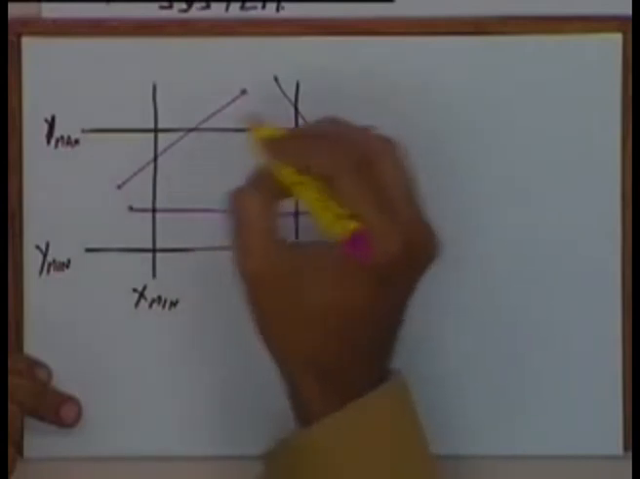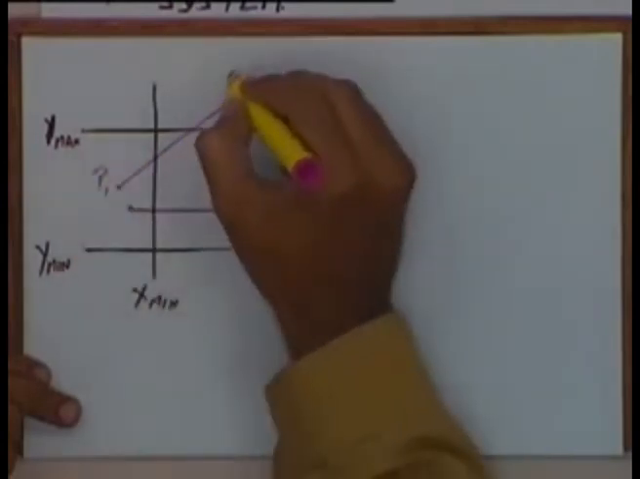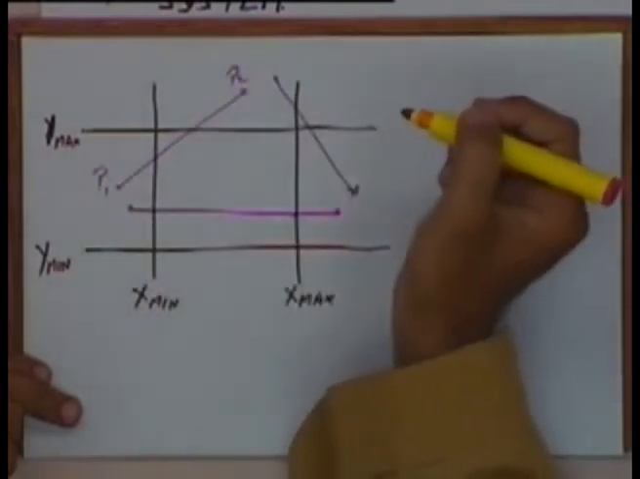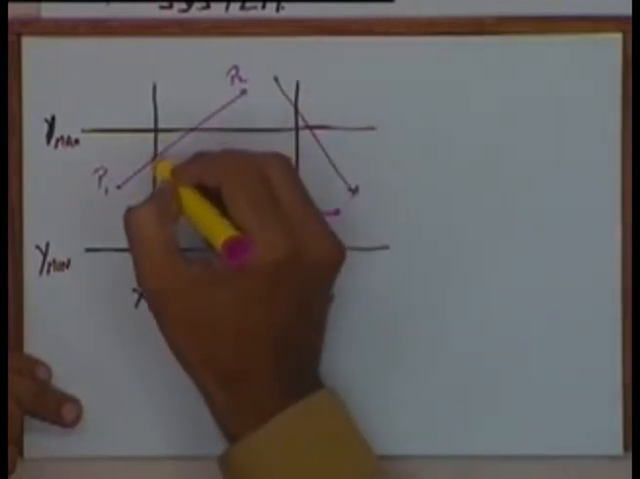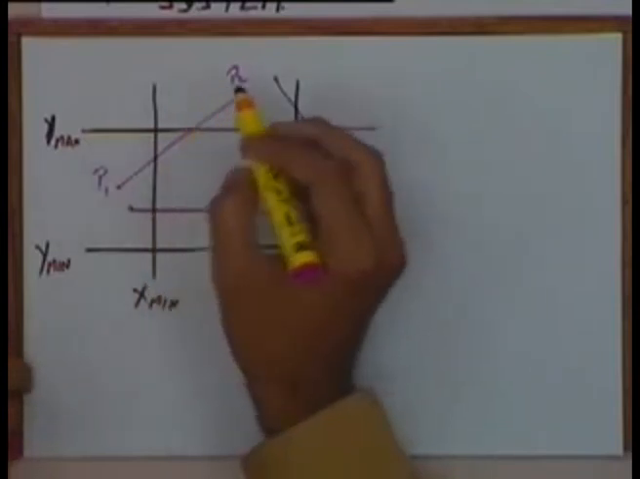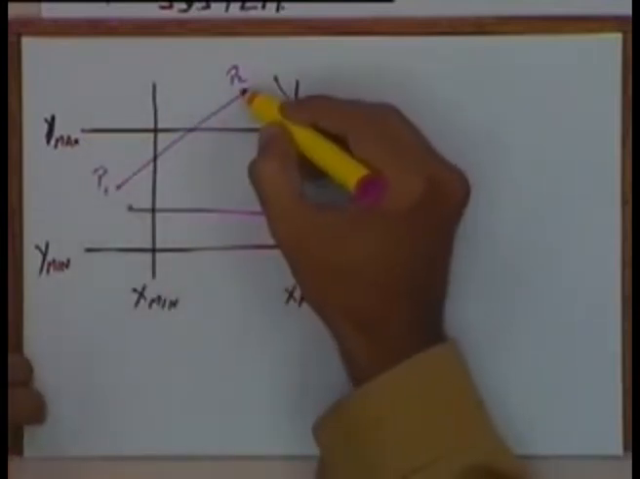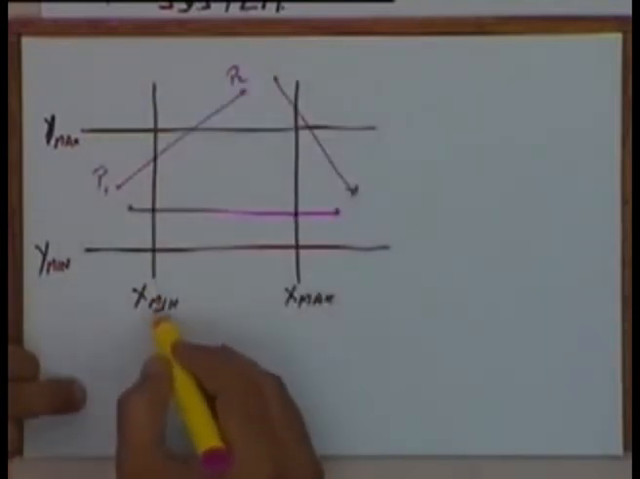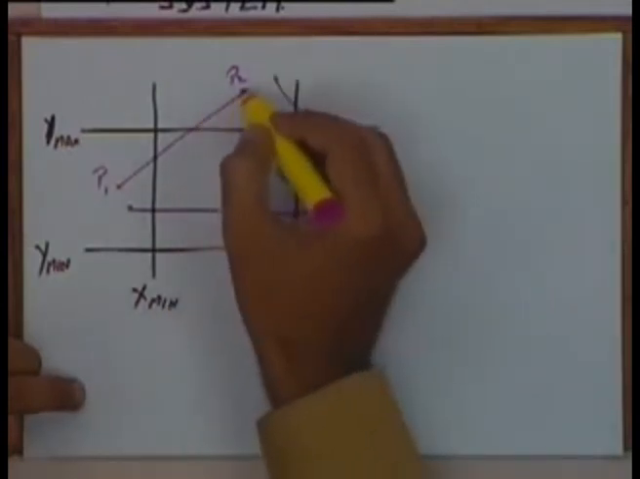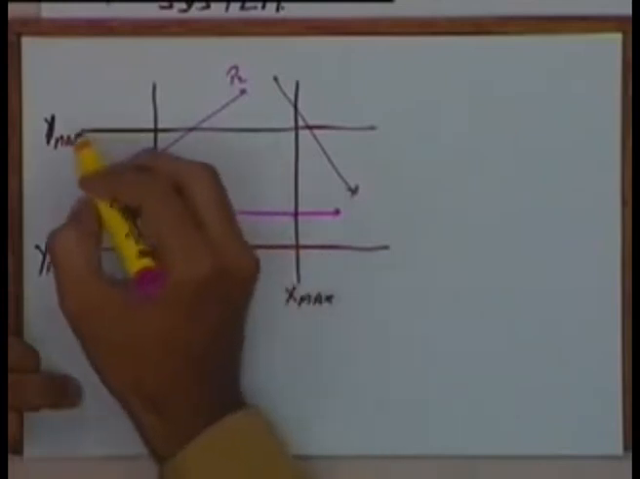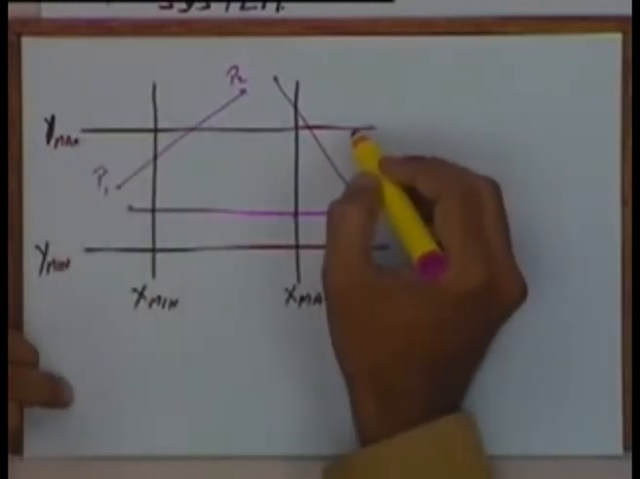And how do we do that? Let us say if this is the one end point, this is the second end point. How do we clip it along the intersection point? We will need to find the intersection of this line with the line x equal to x min. Similarly, we will need to find the intersection of the line P1 P2 with the line y equal to y max.